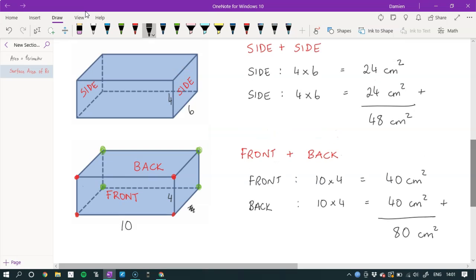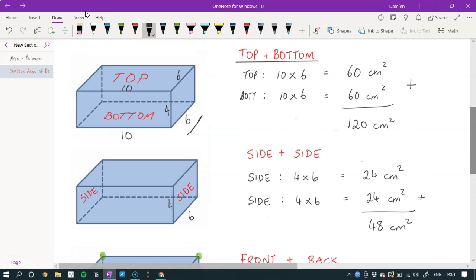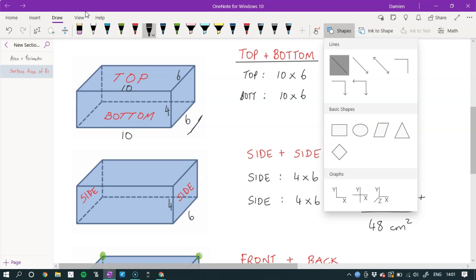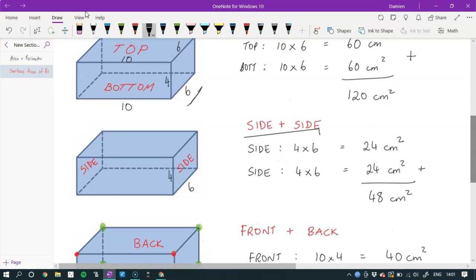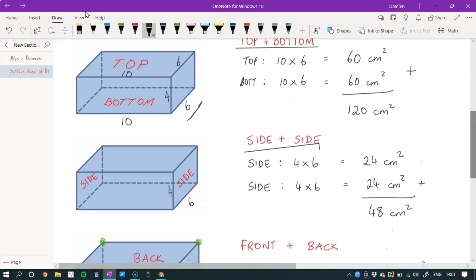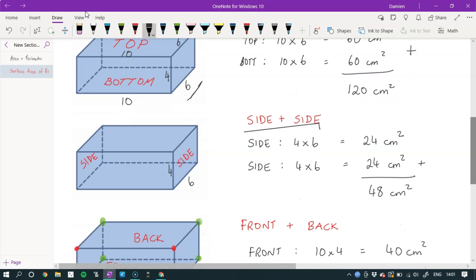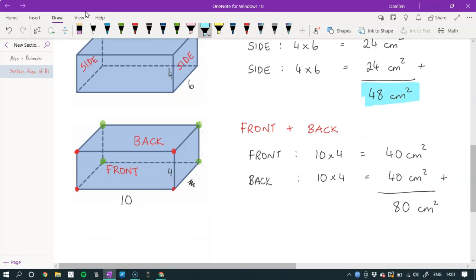Now, that's the surface area of each of the sides, but you're asked to find the surface area of the whole shape. So what we're going to have to do is work out the side plus the side, the front plus the back, and the top plus the bottom. In other words, add them all up. So what have we got? We've got 120. So we're interested in this number here. We're interested in the total sides, and we're also interested in the 80.